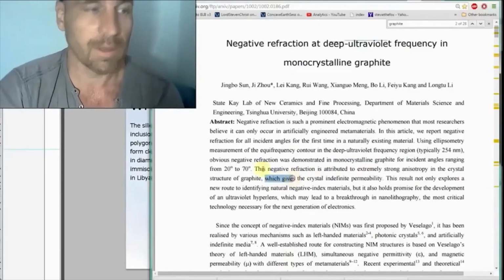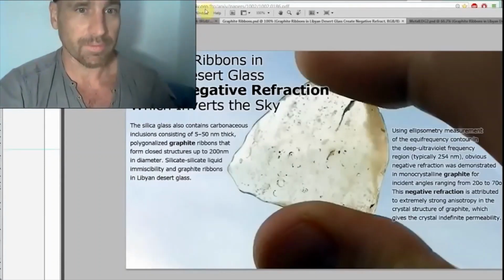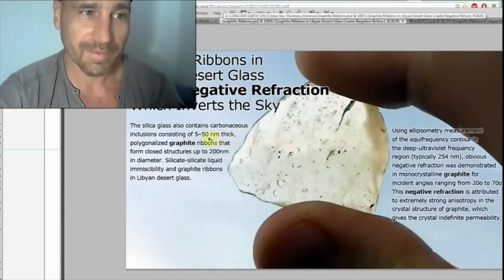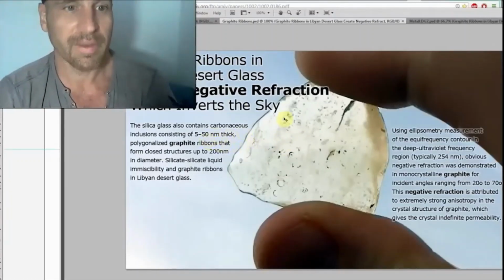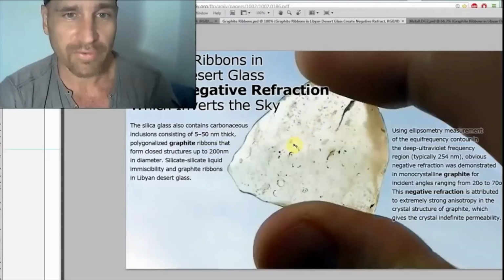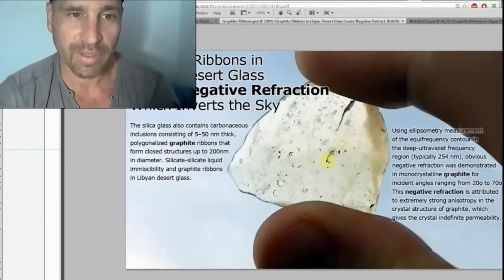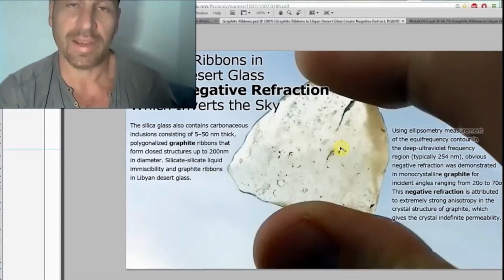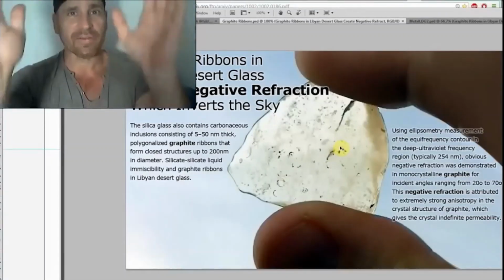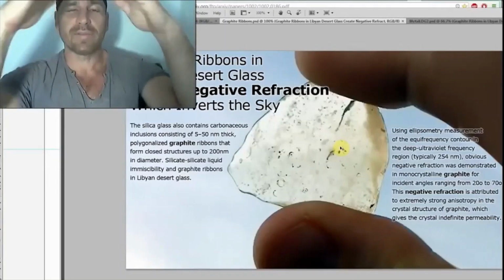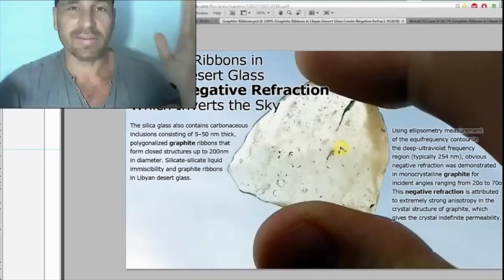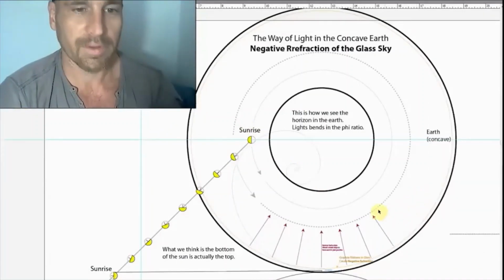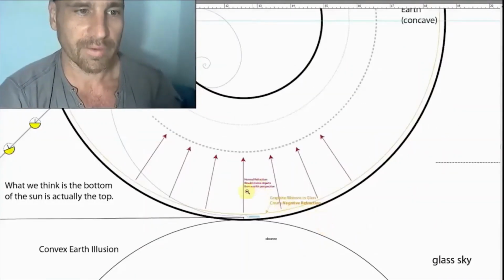So, you'll have this little graphic here where I explain what I just read to you. There are little ribbons, microscopic graphite ribbons within the glass that are creating a negative refraction in the sky. So it's actually inverting the sky to give you the illusion that the sky is a dome. So I can just go into Illustrator here. I'll show you really quick. I just made this graphic really quick.